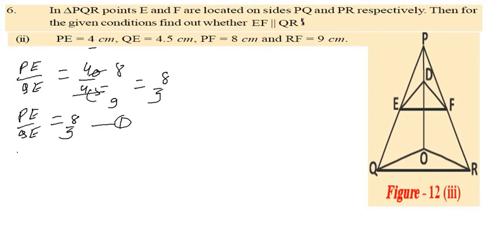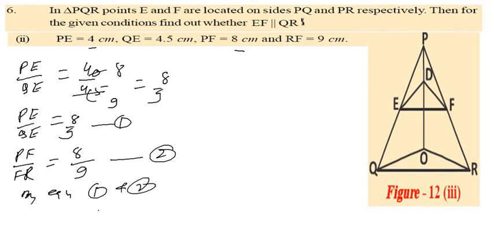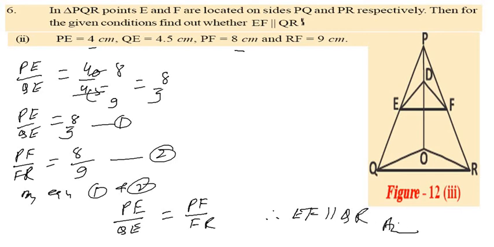Now come to find the PF upon FR. Now put the value. PF is given as 8 centimeters and FR is 9 centimeters. So that is equation second. So by equation first and second, we can say both the right hand sides are equal, so the left hand side is also equal. So PE upon QE is equal to PF upon FR. That means EF is parallel to QR, and that is your answer.